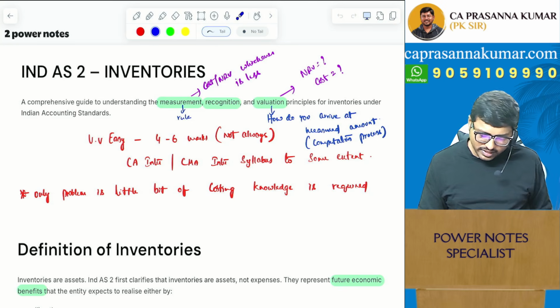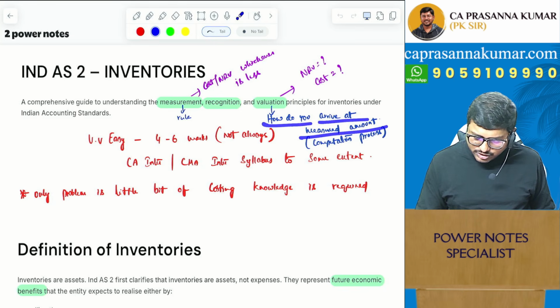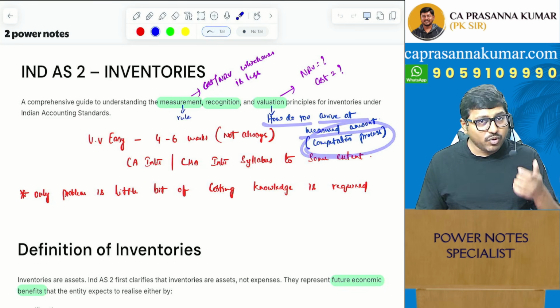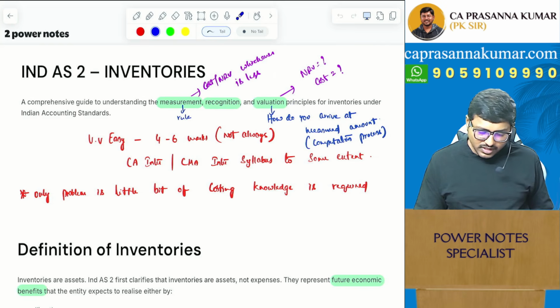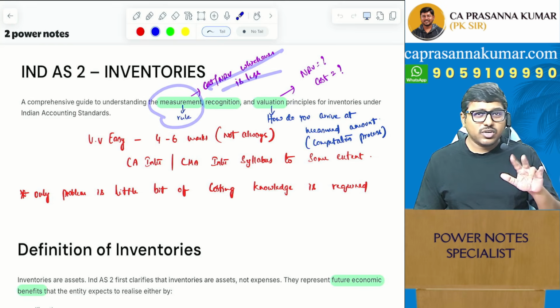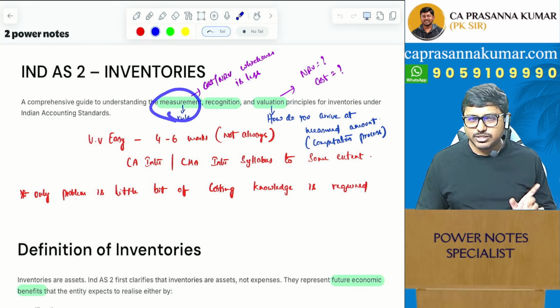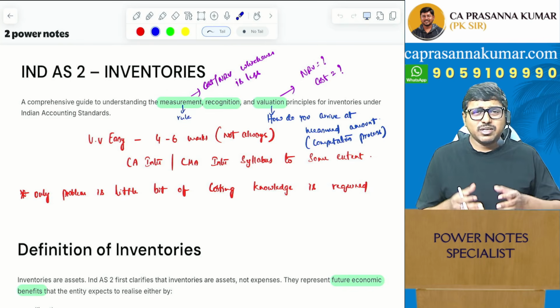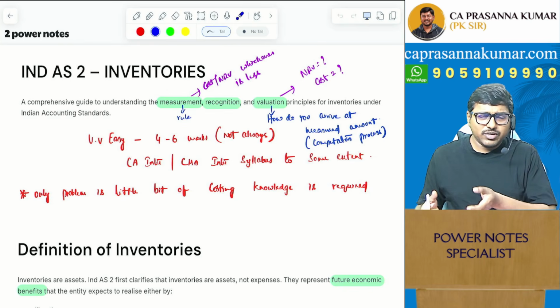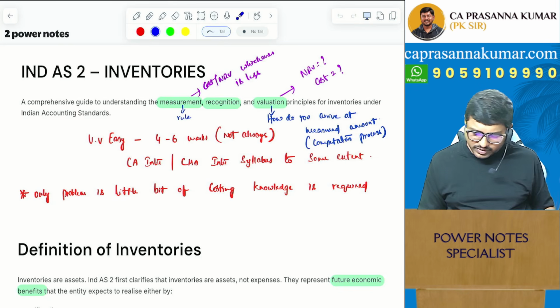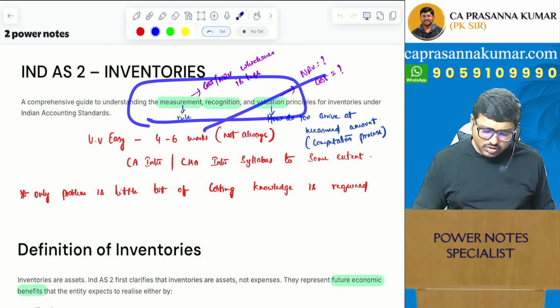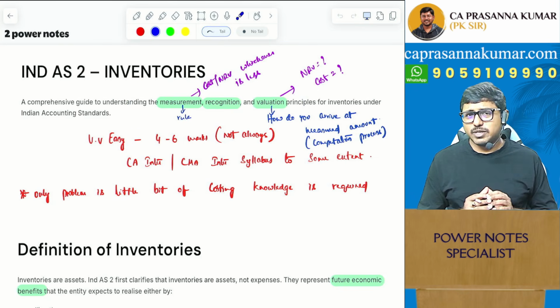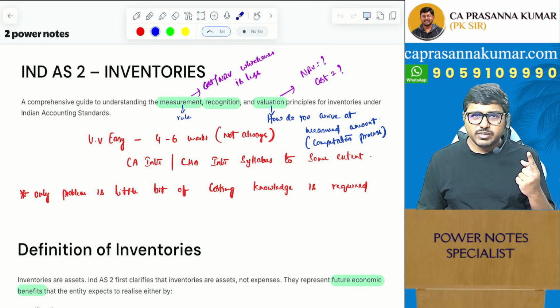So how to calculate NRV, how to calculate cost, that we call the valuation principle. Got it? So how do you arrive at the measured amount? That computation process is nothing but valuation. The rule, which is cost or NRV, whichever is less, is nothing but measurement. So first understand this particular difference. Recognition is nothing but when you can show it in your balance sheet, when you can take it into your financial statements. That also we're going to see. So this particular Ind AS talks about these three things with respect to inventories: measurement, recognition, valuation. That's all.